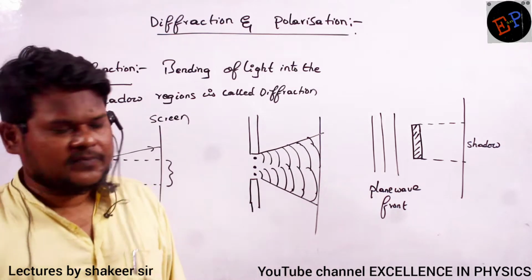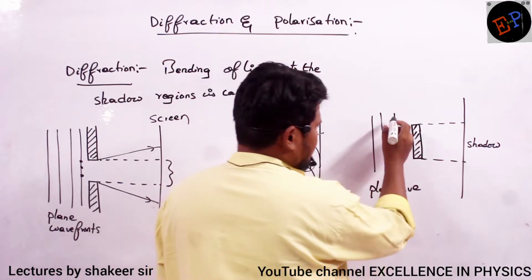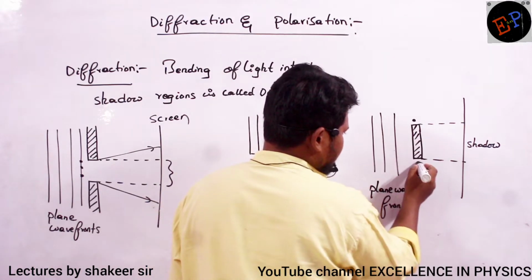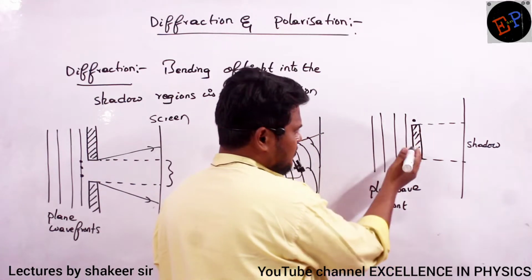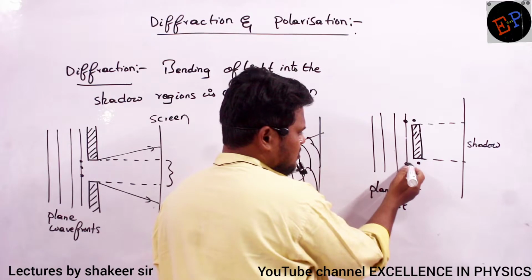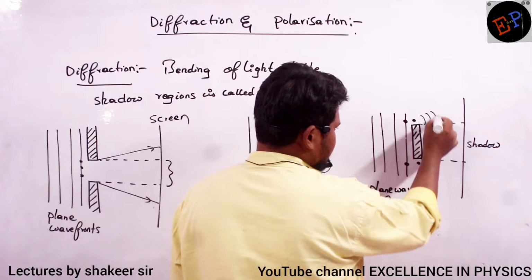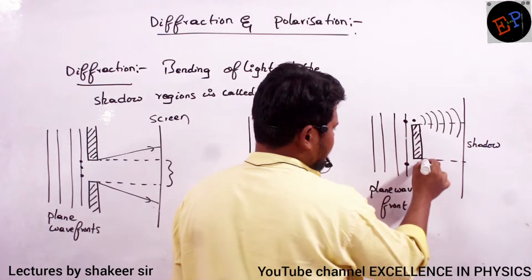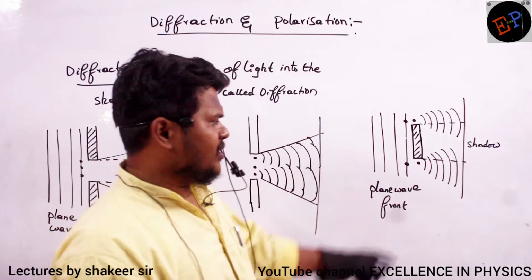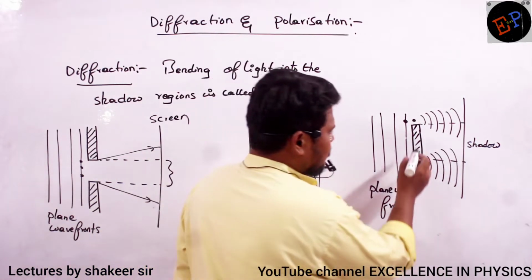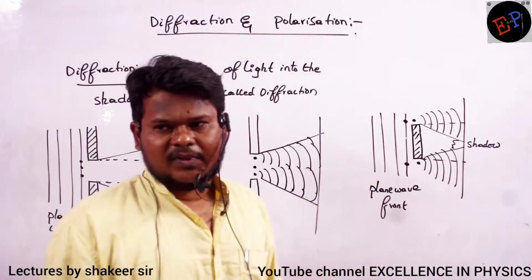This is what we expect. But what happens is that when this wavefront goes and falls on this obstacle, here there is a source of light, and here there is a source of light, which are part of this wavefront. Now they start spreading in every direction. So actually, instead of shadow being created here, only this much amount of shadow is created.